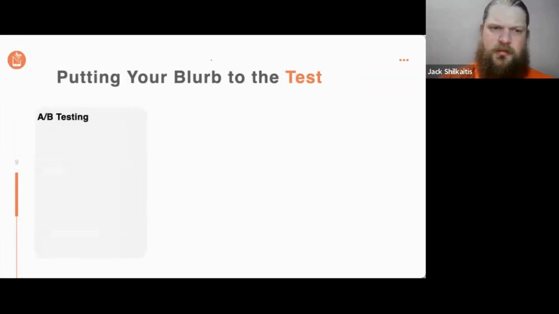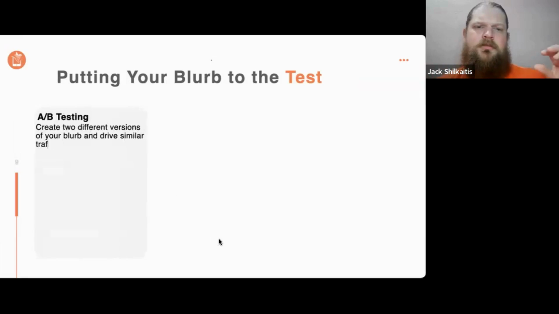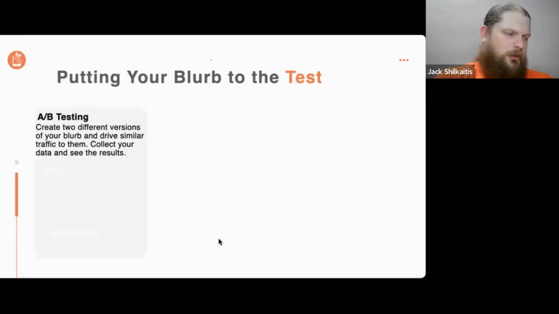A/B testing is the first thing that comes to mind for me. So you want to create two different versions of your blurb or book description or tagline, and you want to drive traffic to them, right, somehow. You could do this with ads if you wanted to, but you don't exclusively have to do it with ads.